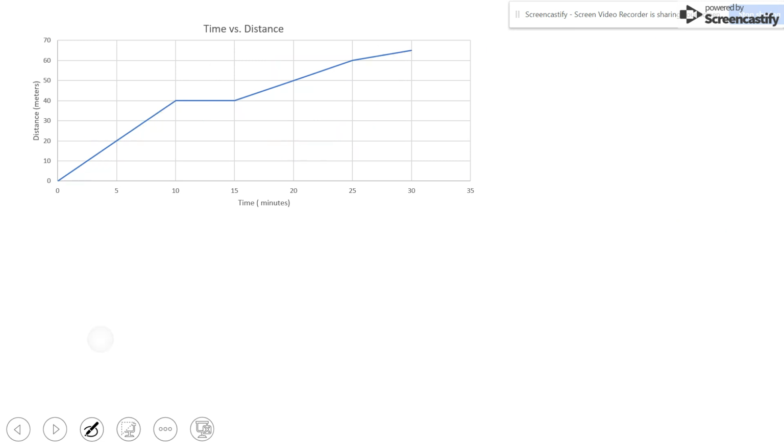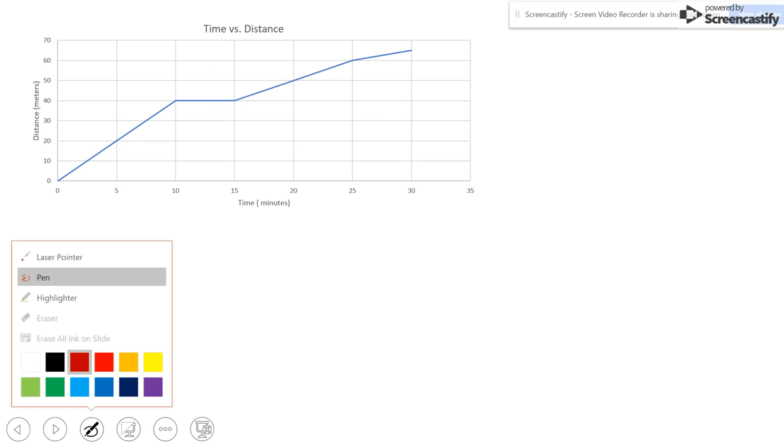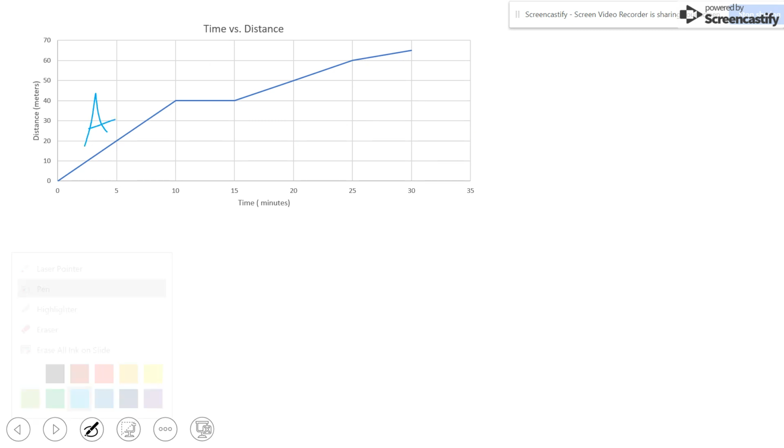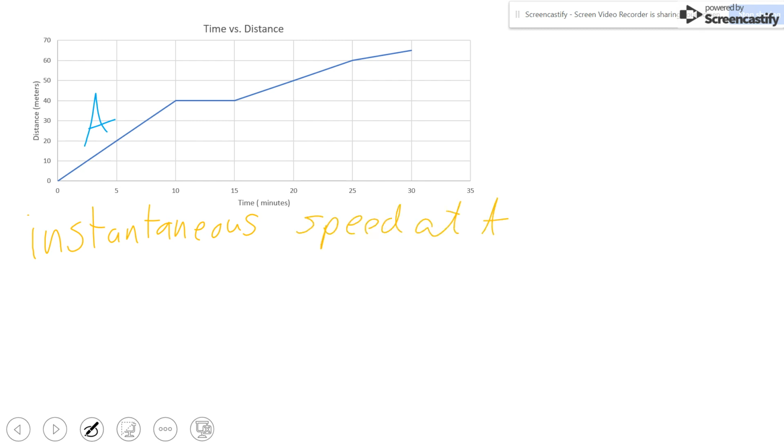All right, so let's look at how to calculate some of these. If we're looking at the instantaneous speed at point A, we're just looking at this segment right here. So we're figuring out the speed at any given point. At any point along this line, we can figure out what the speed is going to be.